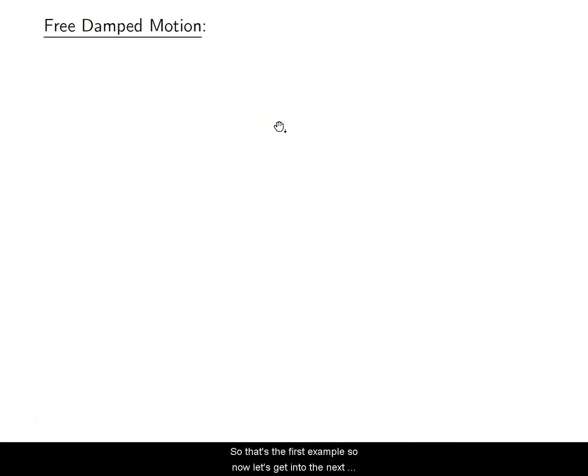So now let's get into the next section, which is free damped motion. Again, we're just adding a little bit of complexity here. So now my motion will be damped. This could be due to friction. If we're looking at the horizontal case, it could be friction along the rail that our mass is sliding on. It could be friction within the spring. It could be air resistance. It could be whatever medium we're in.